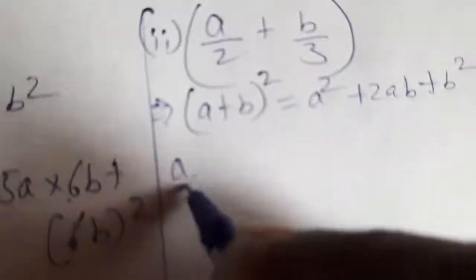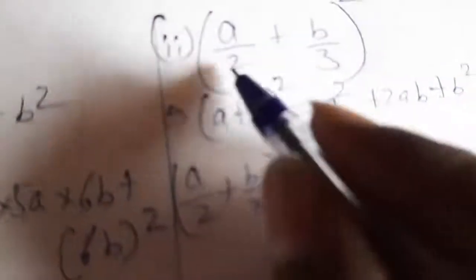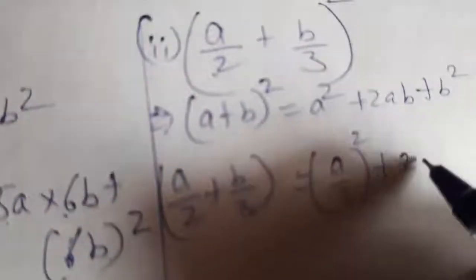Now we'll solve the second sum. Second one, a upon 2 plus b upon 3 the whole square. So the same formula, a plus b the whole square is equal to a square plus 2ab plus b square. So a upon 2 plus b upon 3, this is our a, children. So a upon 2 the whole square plus 2 into a upon 2 into b upon 3.